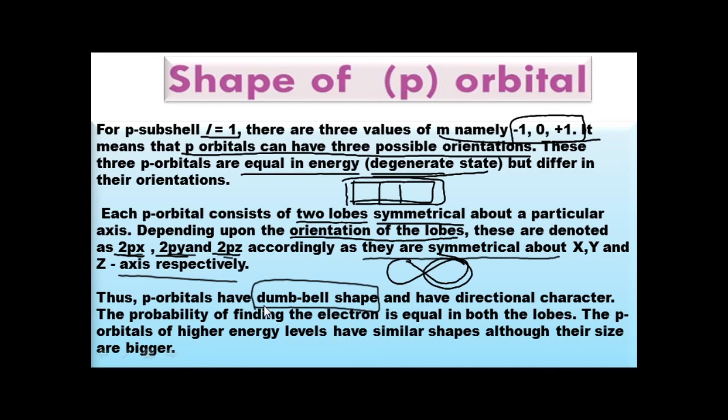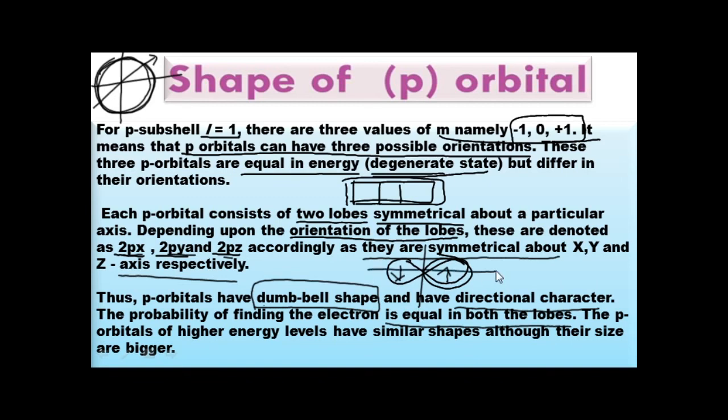Have the directional character. Yes, but the s orbital has a non-directional character. The s orbital has no specific direction. The p orbital has a directional character. The probability of finding electrons is equal in both lobes. So there will be an electron here and an electron here. So the electron probability is equal in both the lobes.